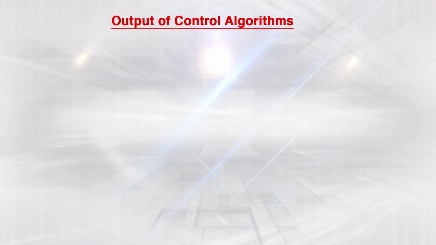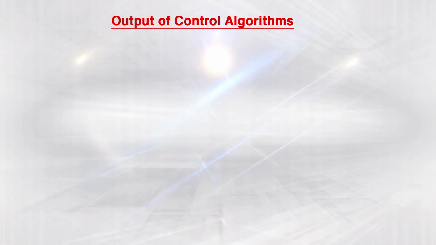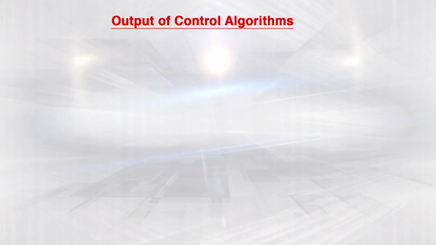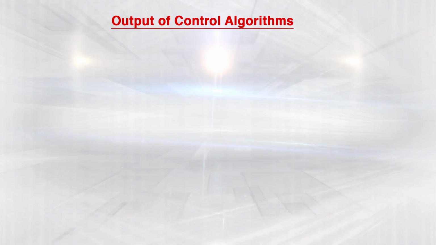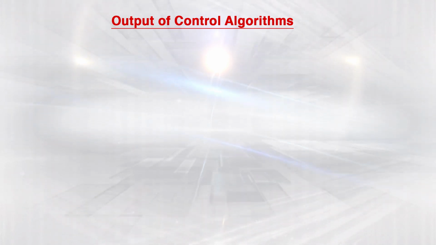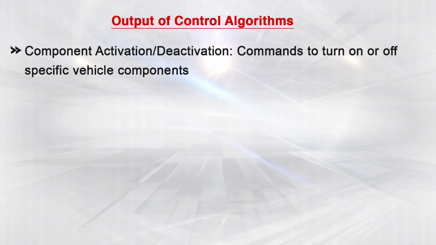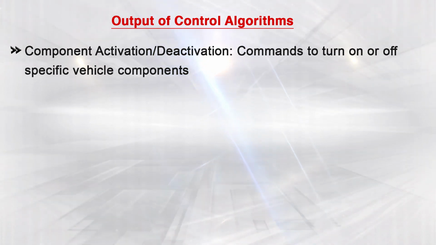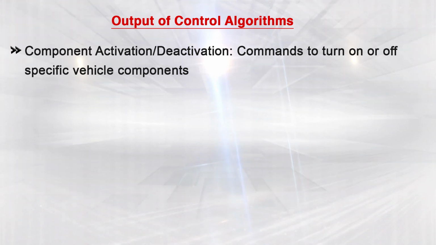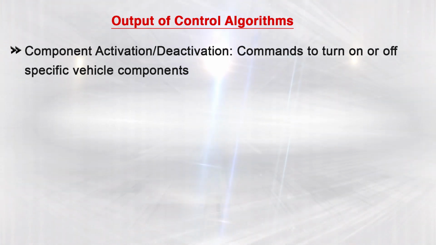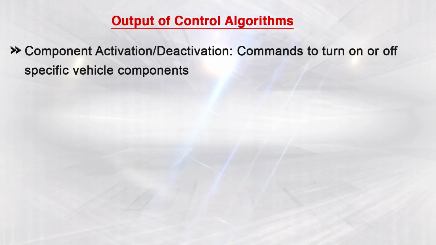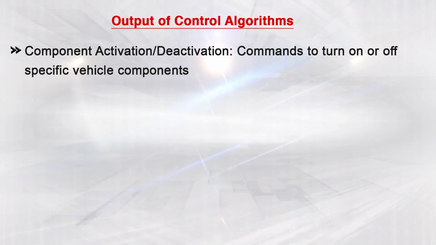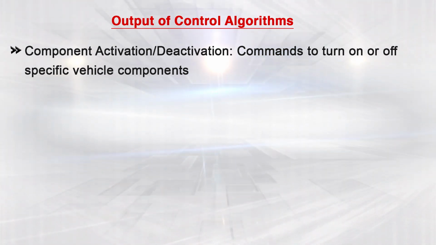The other important part is the outcome of the control algorithm. Based on the input data, the control algorithm produces output that guides the vehicle's power management decisions. The first task of the output is activation and deactivation. It issues a command to turn on or off a specific vehicle component such as the electric motor, IC engine, power converters or other similar components based on the driving condition and power requirement. So, the output of the control algorithm should carry the information that it should activate this component.